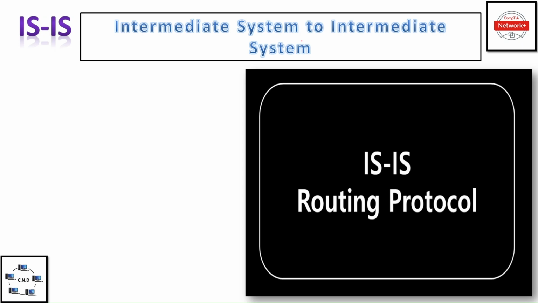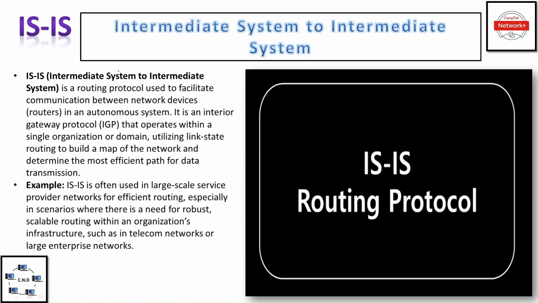IS-IS, that is Intermediate System to Intermediate System. So IS-IS, Intermediate System to Intermediate System, is a routing protocol used to facilitate communication between network devices, that is routers, in an autonomous system. It is an interior gateway protocol that operates within a single organization or domain, utilizing link state routing to build a map of the network and determine the most efficient path for data transmission.